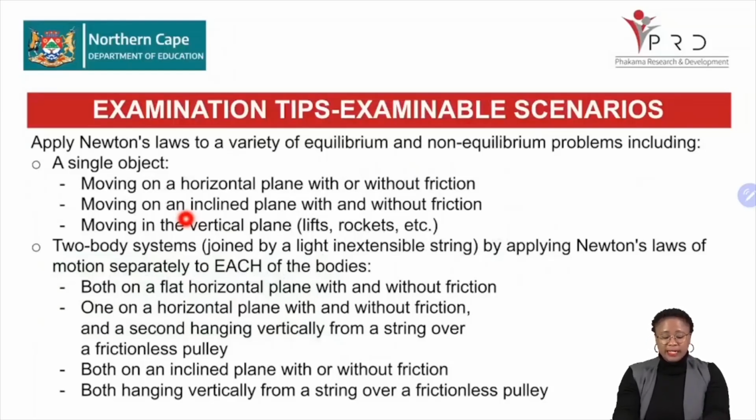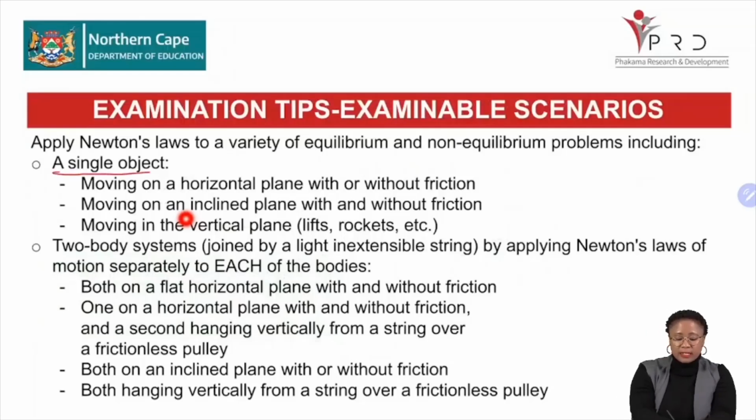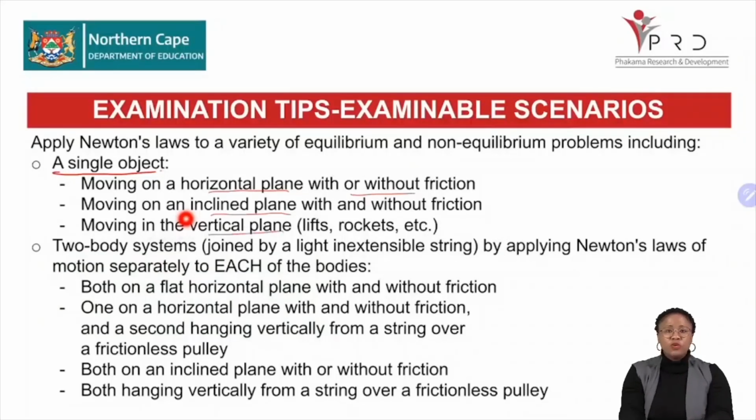So the examiner can either give you problems where you apply Newton's second law to verify equilibrium or non-equilibrium, where you will be given a single object. In a single object, they can ask you in terms of a moving horizontal plane with or without friction, moving on an inclined plane with or without friction, moving in a vertical plane where you have the lifts, the rockets. You must know how to deal with those different types of scenarios.